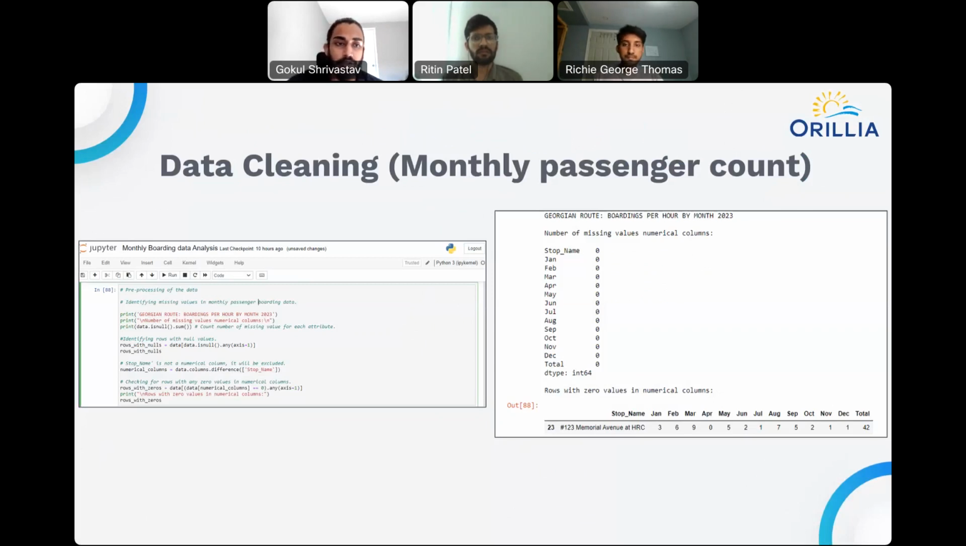So this is the data cleaning on monthly passenger count. This slide shows how we identify missing values and null values in the Georgian route dataset. We also checked if the data entry matched the column data type, for example, checking for rows with zero values in numerical columns.